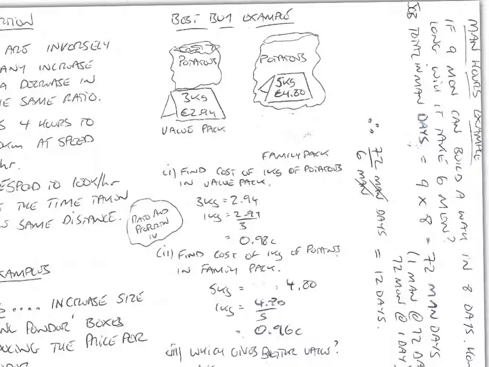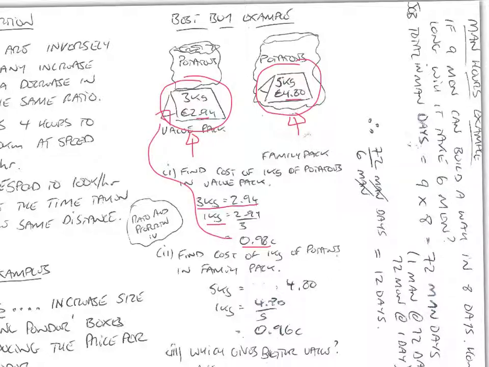So here's a Best Buy example. We have 2 sacks of potatoes. One is the value pack, 3 kilograms of potatoes is €2.94. The bigger pack is 5 kilograms, and that's at €4.80. So that's the family pack. So let's find the cost of 1 kilogram of potatoes in this pack here. So 3 kilograms costs €2.94. 1 kilogram must be €2.94 divided by 3. It's 98 cents per kilogram in this bag.